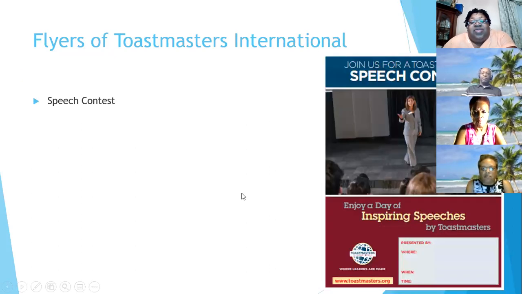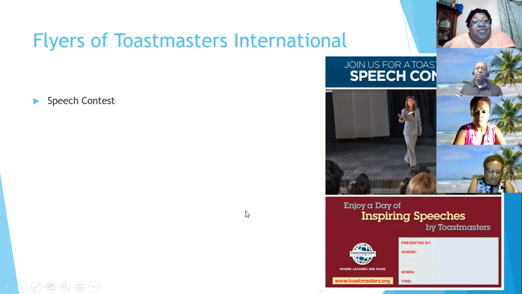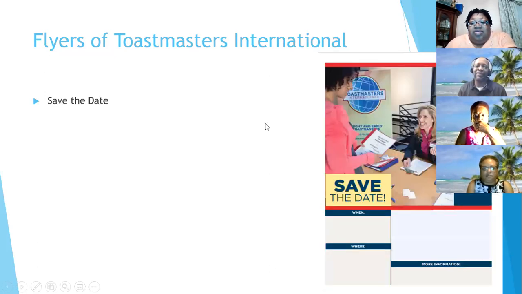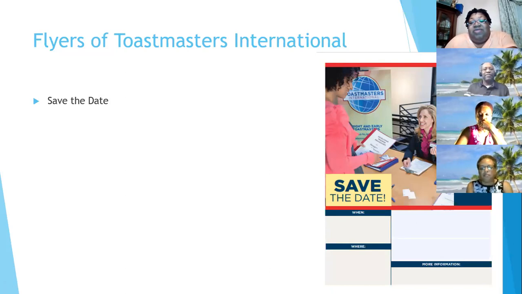They even have one specifically for a speech contest. And it could be for club, area, division, and you just put your information in and you're done. That's one less thing for area directors or division directors to do, or for a club that really doesn't have a strong BPPR. Also, if the club contest one was not your flavor, you have save the date. So you can just put the information of what activity or event in there, and you're good to go.